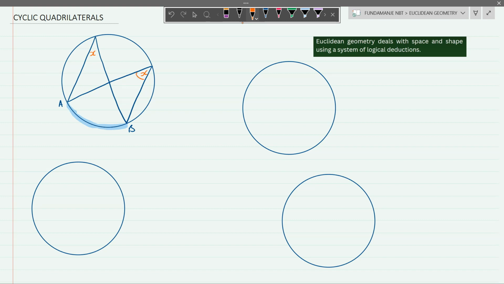And we're going to see how this is also relevant for cyclic quadrilaterals. Now, what are cyclic quadrilaterals? A cyclic quadrilateral is a quadrilateral whose vertices, which means all the corners, all lie on the circumference of a circle. So, for example, this here would be a cyclic quadrilateral. Like that. So this is a cyclic quadrilateral, and there are also some laws that govern these cyclic quadrilaterals.